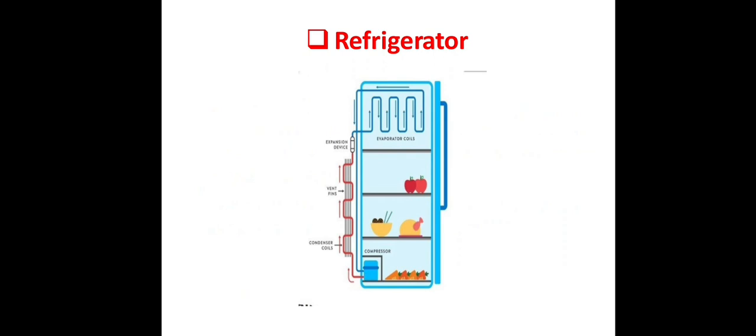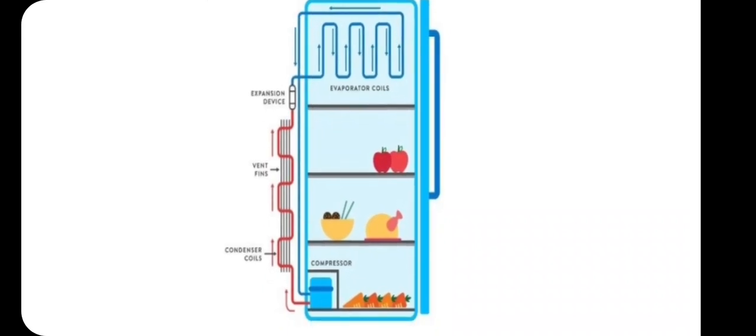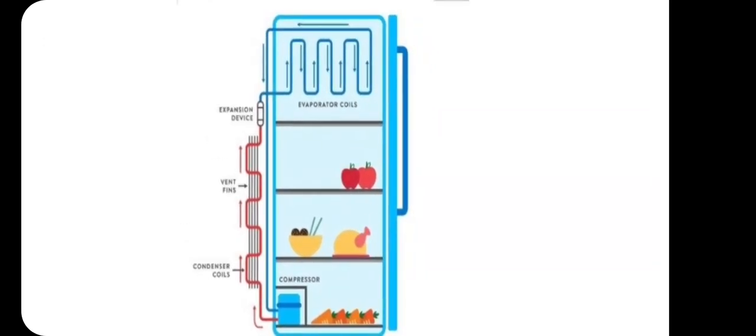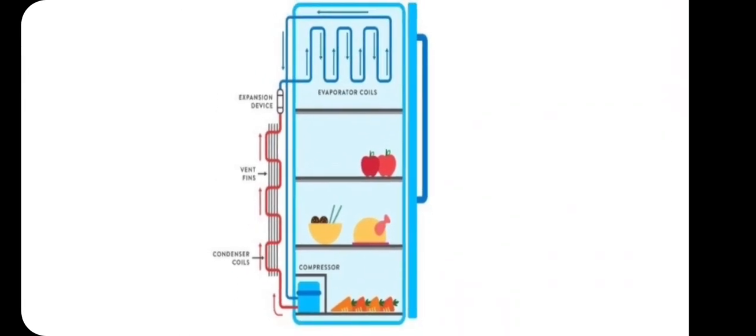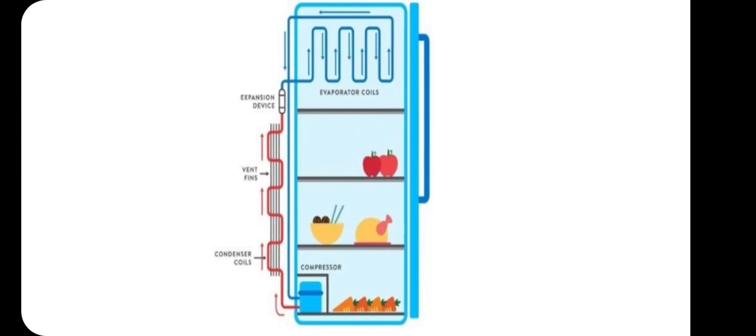Now, how does the refrigerator work and what are the different components of the refrigerator? This is one of the schematic diagrams of a refrigerator. You see that at the bottom backside of the refrigerator there is a compressor, one of the important components, also called the heart of the refrigerator. Compressor, condenser, expansion device, evaporator or evaporator coils. These are the four important components of the refrigerator.